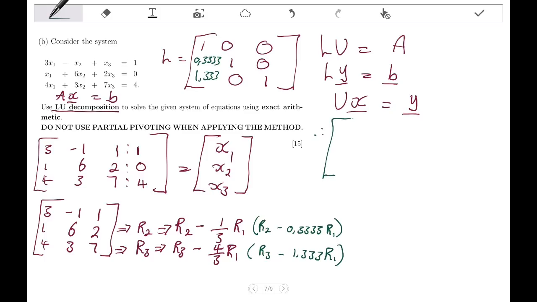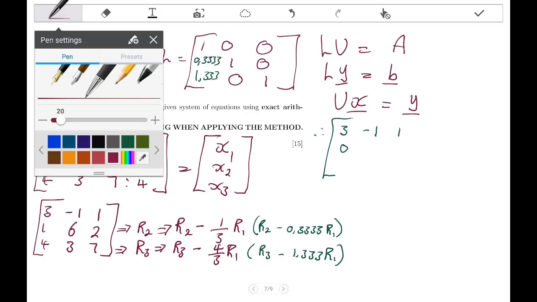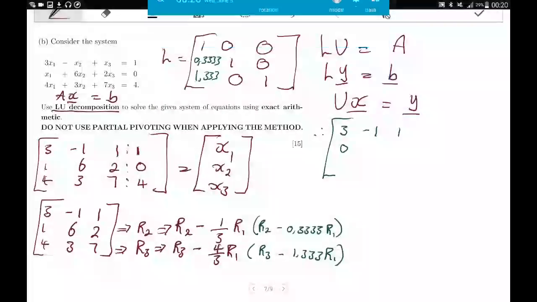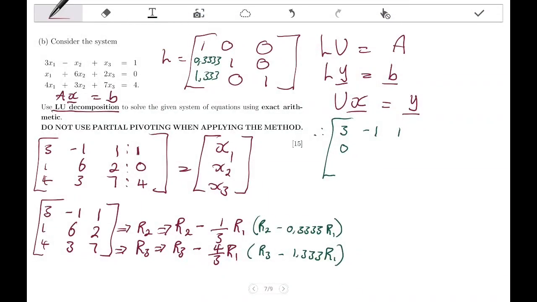The first row doesn't change, it stays the same, and then the second one changes. Our new matrix is going to be 0, minus 1, 1, and then 6.333, 1.667, and then 0 also, 4.333, and then 5.667.